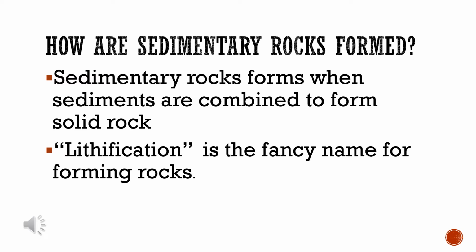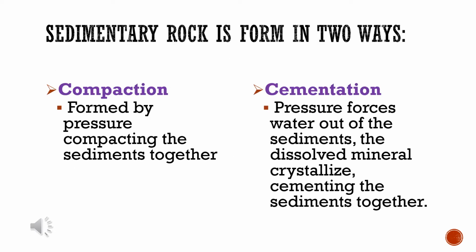How are sedimentary rocks formed? Sedimentary rocks form when sediments are combined to form solid rock. Lithification is the fancy name for forming rocks. Sedimentary rock is formed in two ways.